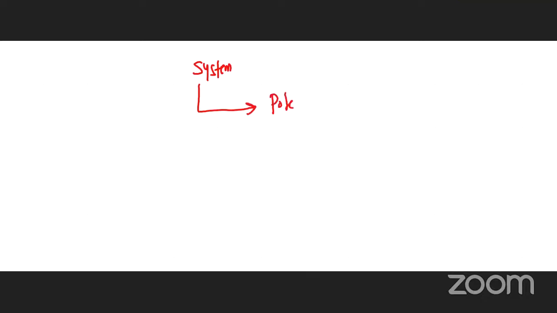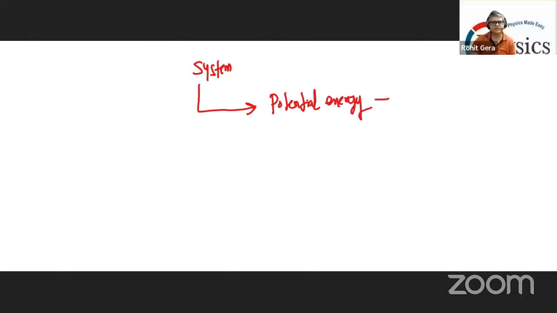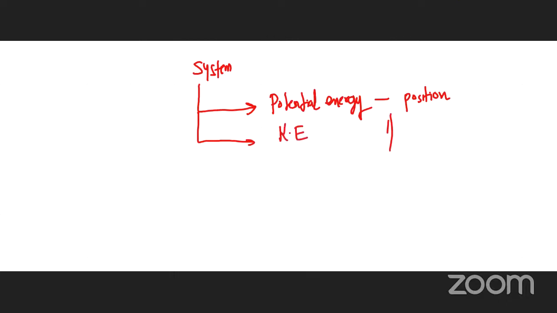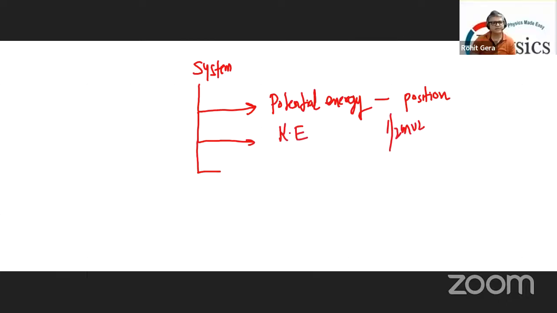Now, a system has three energies, for example. One is potential energy, by virtue of its position with respect to Earth's surface, the mgh one, gravitational potential energy. It can have kinetic energy. It can also have energy due to temperature, thermal energy, which we will study later in thermodynamics, in heat. It can also have a spring potential energy.